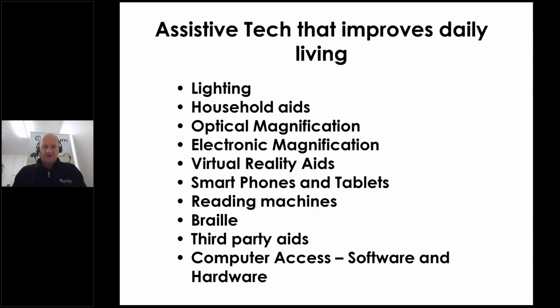So assistive technology that improves your daily living. I've got a whole list here, and we'll go through some slides detailing a little bit more about these in a minute, but we have lighting, household aids, optical magnification, electronic magnification, virtual reality aids, smartphones and tablets, reading machines, Braille, third-party aids, computer access, software and hardware.